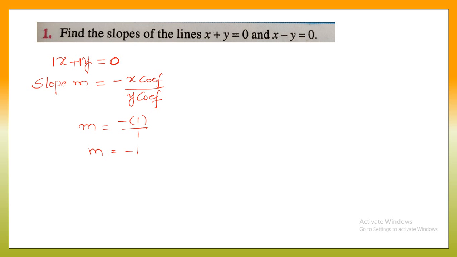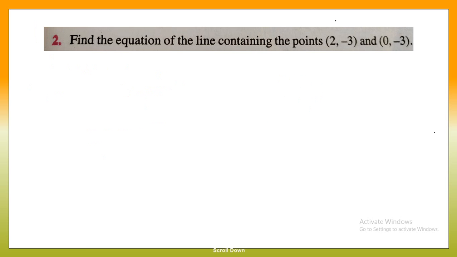Next, moving on to the second equation, x minus y is equal to 0. If you want to find the slope of this line, slope m is equal to minus x coefficient by y coefficient. Applying the same formula, x coefficient is 1, y coefficient is minus 1. So minus 1 by minus 1 is 1. So the slope of the line x minus y is equal to 0 is 1. When a line equation is given, the slope formula is minus x coefficient by y coefficient. Just remember this. Next, moving on to the second question.